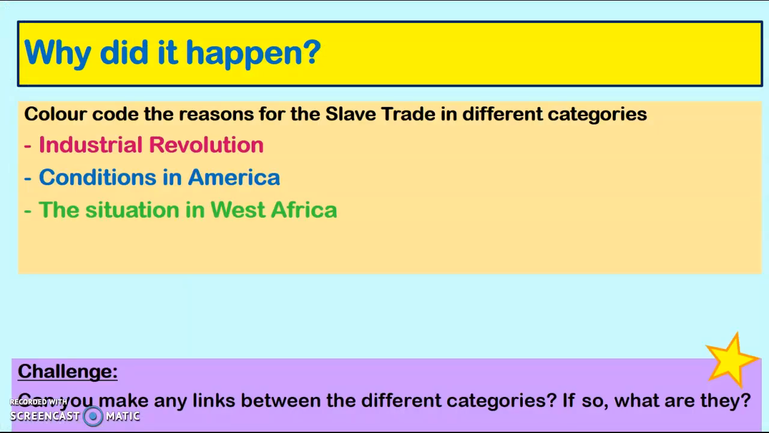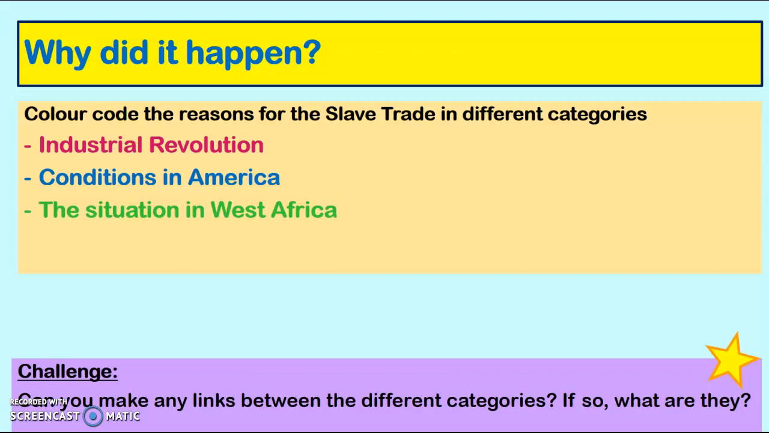Okay, so that's it for today. What you now have is different reasons why the slave trade happened in categories. So the Industrial Revolution was a cause of the slave trade. The conditions in America was a cause of the slave trade, and the situation in West Africa was a cause of the slave trade.